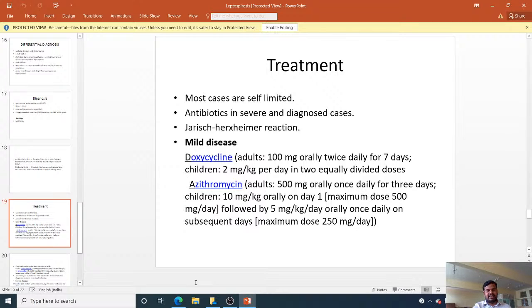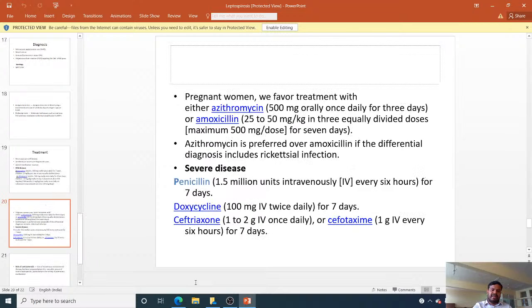Treatment: the disease is sometimes self-limited. We already discussed the Jarisch-Herxheimer reaction. For mild disease, we give doxycycline 100 milligrams or azithromycin 500 milligrams. Either of these can be given: doxycycline for 7 days and azithromycin 500 mg orally for 3 days. Pregnant women should never be treated with doxycycline, always azithromycin or amoxicillin. If you suspect any other rickettsial disease, you can give azithromycin because it will treat either disease.